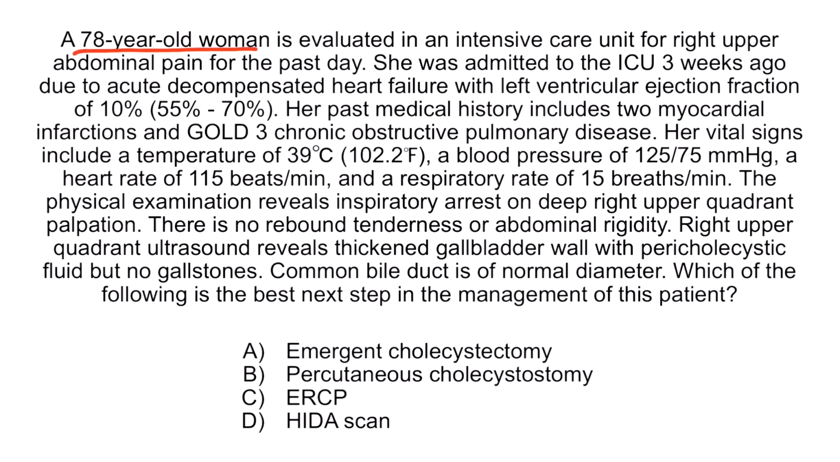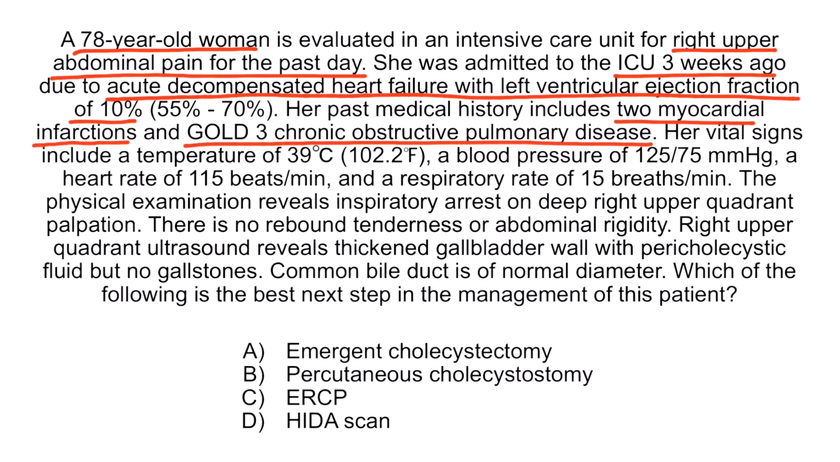This elderly woman complains of right upper abdominal pain for the past day. She was admitted to the ICU 3 weeks ago due to acute decompensated heart failure with a very low left ventricular ejection fraction of 10%. Additionally, she has a past medical history of 2 myocardial infarctions and GOLD 3 chronic obstructive pulmonary disease. Prolonged ICU stay and all these comorbidities increase her risk of acute acalculous cholecystitis.